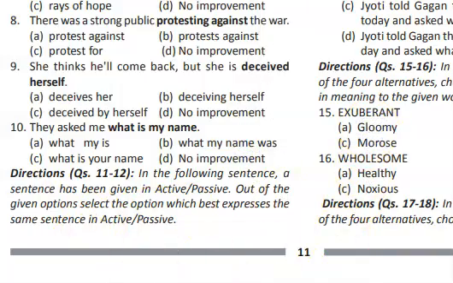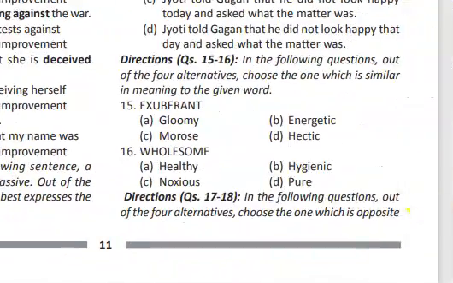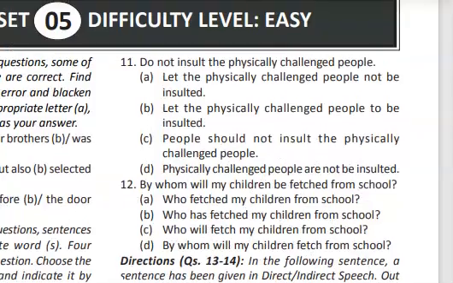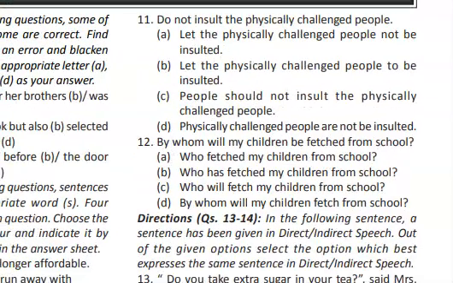Now let us move on to question number 11. Do not insult the physically challenged people. You have to find out the correct option for active and passive. This given sentence, do not insult the physically challenged people, is in the active voice. What will be its passive? Find out what will be its passive before I give you the explanation. Try to find out.